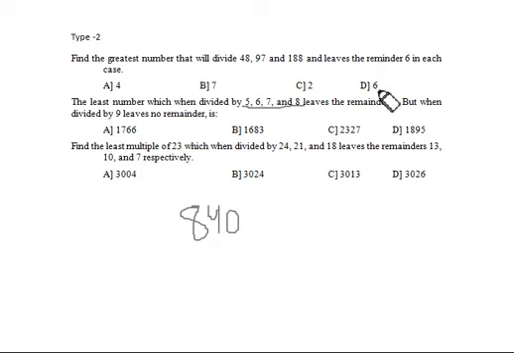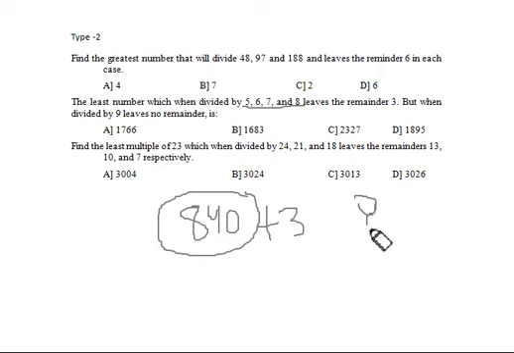So I divide 840, find the least number which when divided by 5, 6, 7, and 8 leaves remainder 3, and when divided by 9 leaves no remainder, right? So it is the LCM of 5, 6, 7, and 8. So it is divisible. 840 is divisible by these four numbers. So remainder 3 means add 3. Okay, I'm adding 3. So 843.